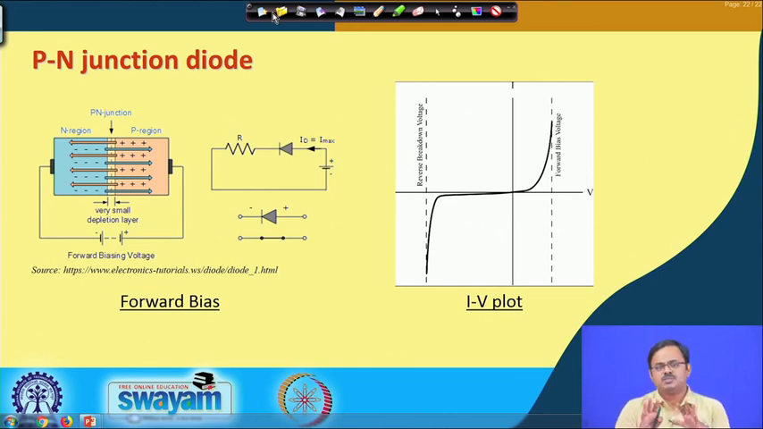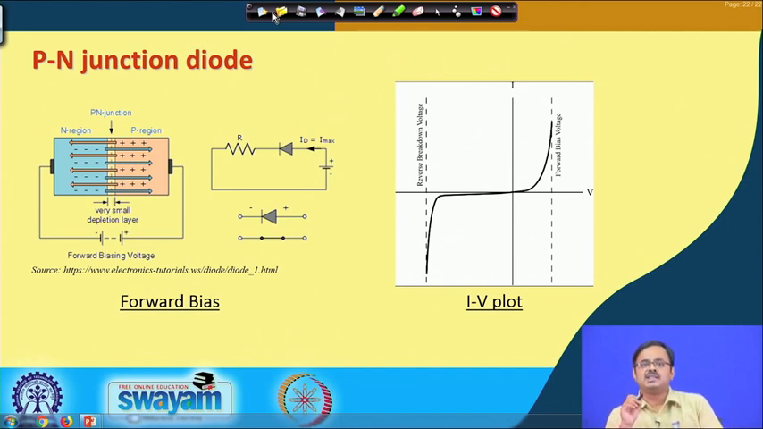So, this was more of a refresher. Maybe you have already studied this as part of basic electronics, or maybe even class 12 high school physics, but this was more of a recap of what we had already learned. So, now that we know how a p-n junction diode works, let us see how we can make one.